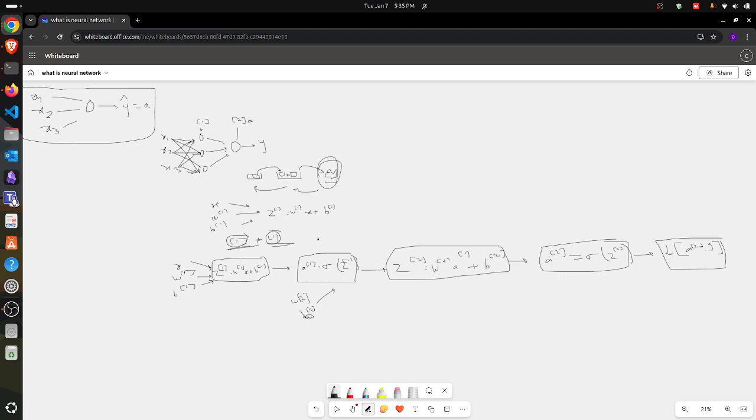So to sum it up, a neural network is like a bunch of calculators that do the same math problem over and over again, but with many more layers than just two. So I hope the concepts are clear, and see you guys in the next one.